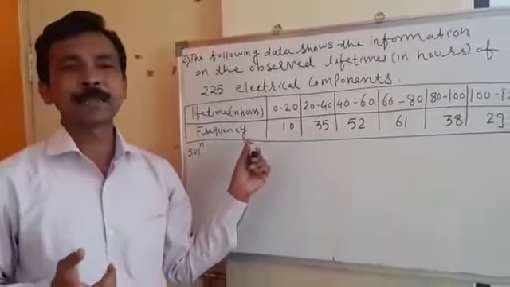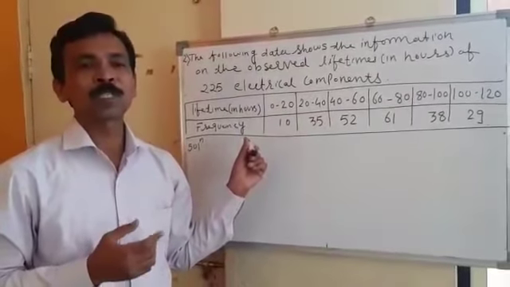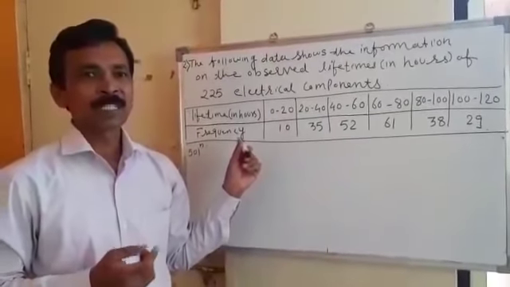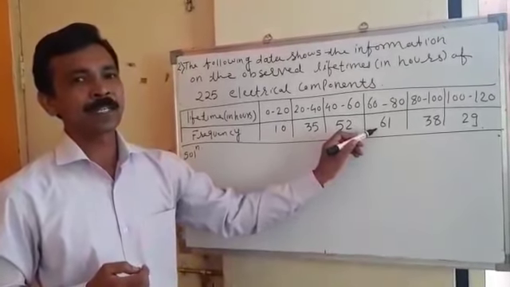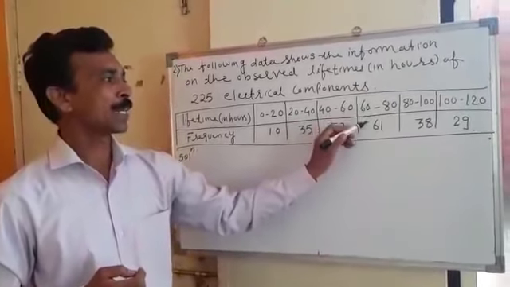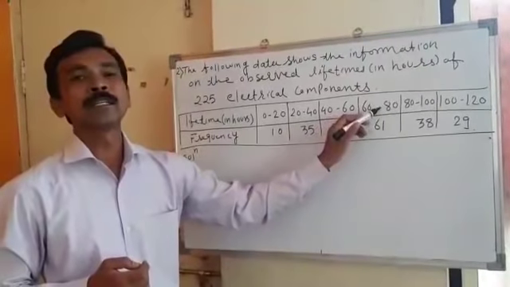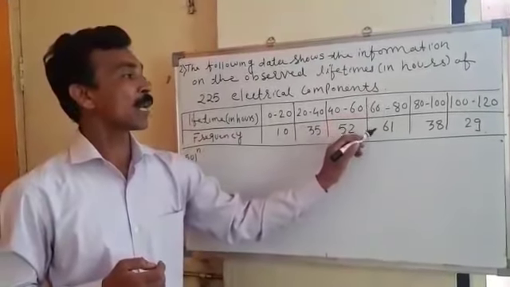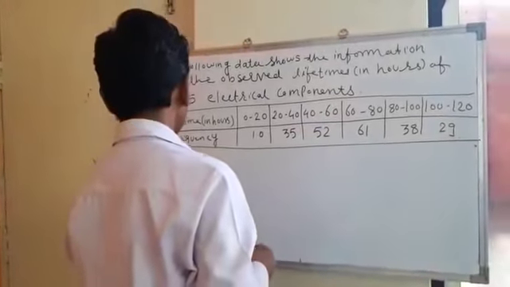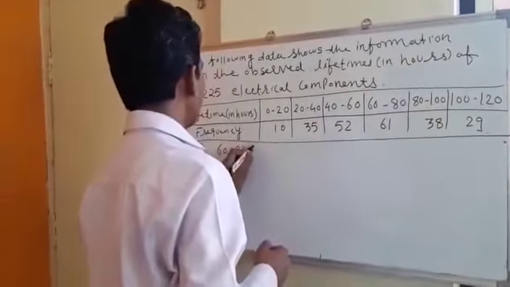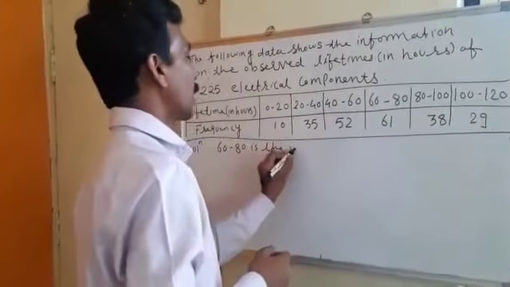The procedure is the same. Again, I will explain what the procedure of the first sum was. See the maximum frequency. The maximum frequency is 61 and the class corresponding to the maximum frequency is 60 to 80. Therefore, 60 to 80 is called the modal class. I will write here: 60 to 80 is the modal class.